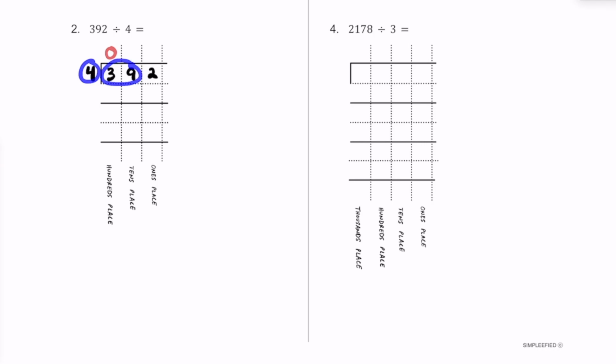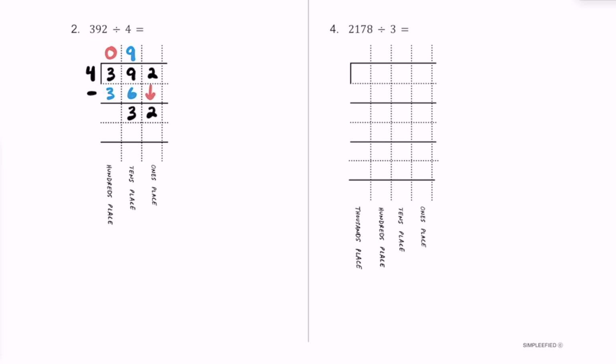Now, does 4 fit into 39? For sure. 4 times 10 is 40, which is too much, so I think we're going to have to go with 9. So let's put a 9 up here, because that fits in 9 times. So 9 times 4 is going to be 36. Let's put a 36 under the 39 and subtract. So 39 minus 36 is going to be 3, and that's our remainder. So let's bring down this 2 and repeat the process.